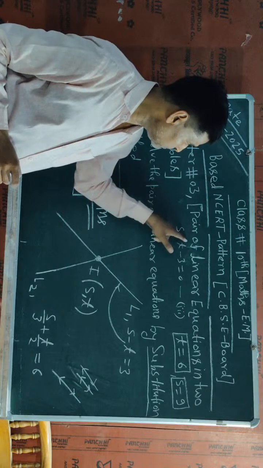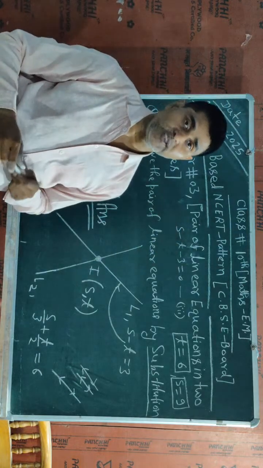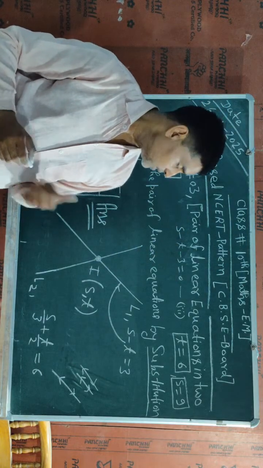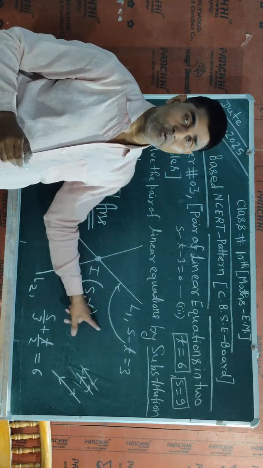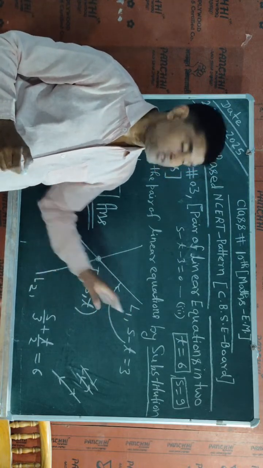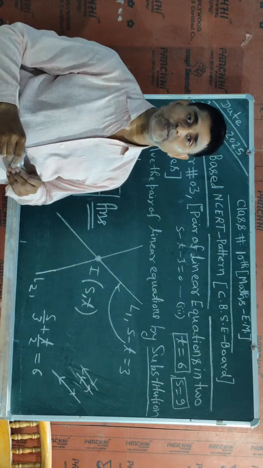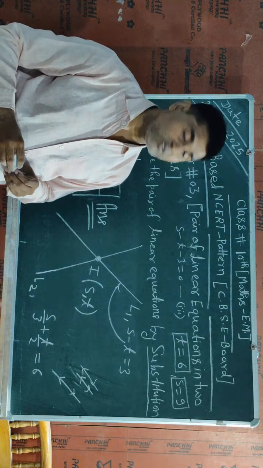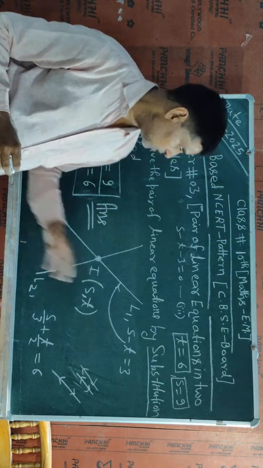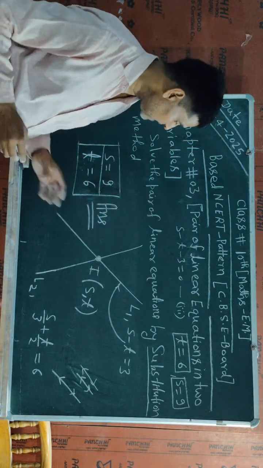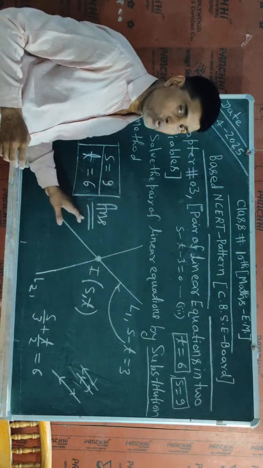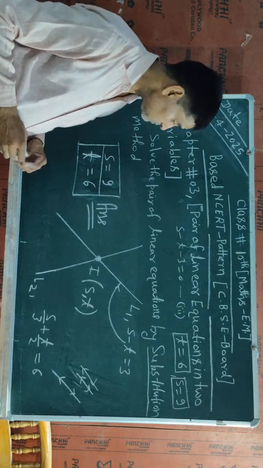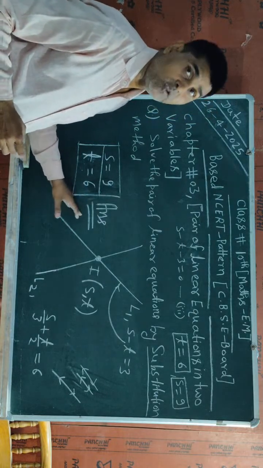The topic name is pair of linear equations in two variables x and y. The variables can be any from a to z. Okay, student. So the general equation is also known as ax plus by plus c equal to 0. This is the required concept I have already explained here. Further, I will take another question for solving.